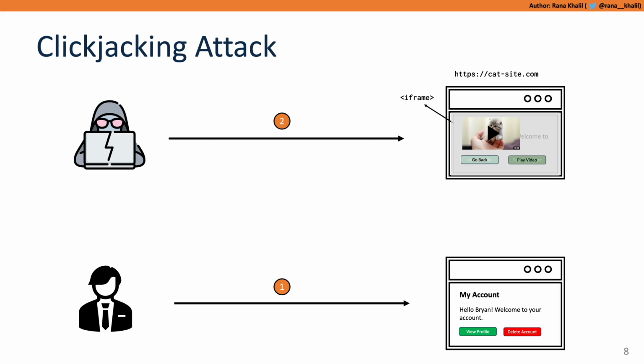Now the third step over here is to make the opacity or the transparency of the iframe element completely invisible. So it would look something like this. Now when you click on the play video button, what you're actually clicking is on the delete account button of the banking application. This completes our exploit. All we have to do right now is deliver it to the victim user.